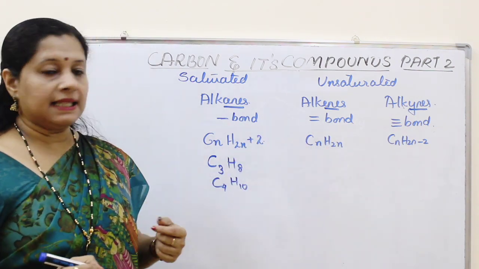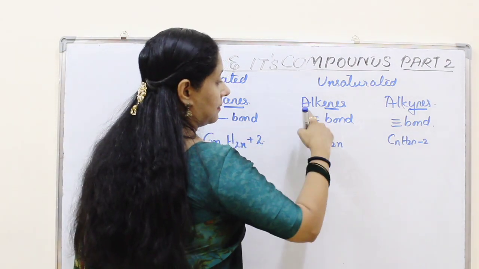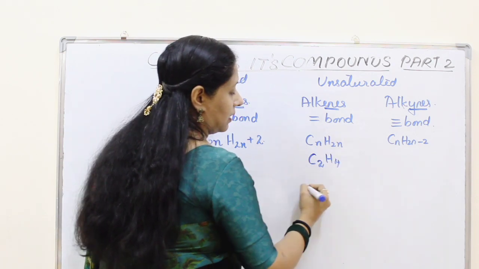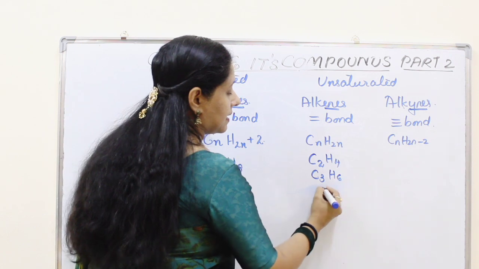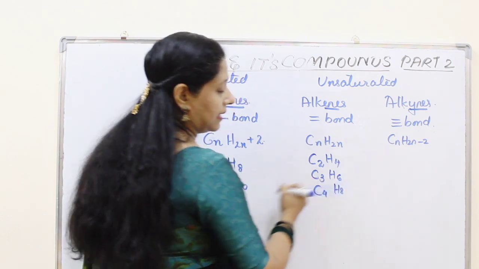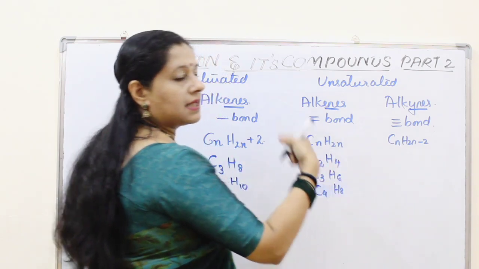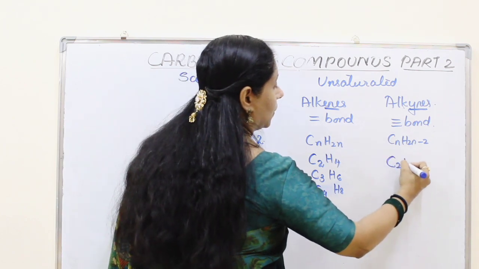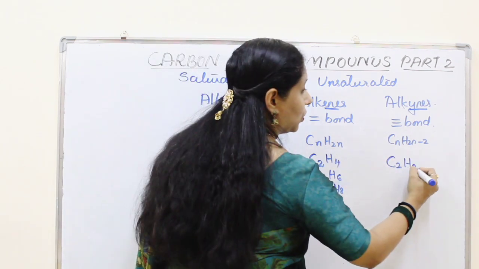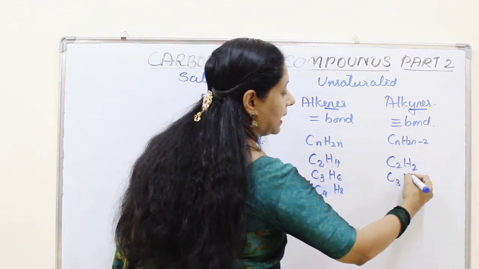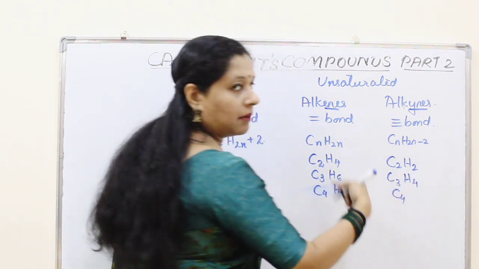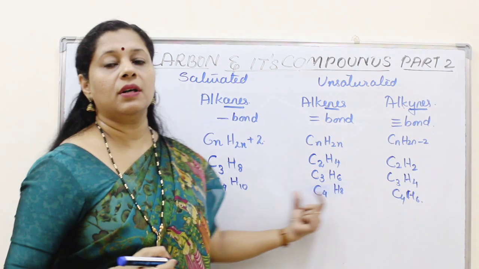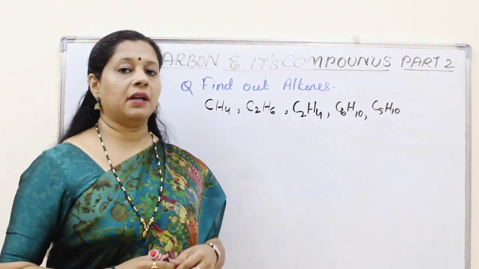Now when it comes to alkenes, we know CnH2n, that is just double. For example, if it is C2, it will be H4. If it is C3, it will be H6. If it is C4, it will be H8, just a double. Now when it comes to alkynes, double minus 2. For example, it is CnH2n minus 2. C2H, double is 4 minus 2, 2. C3, double is 6 minus 2, 4. C4, double is 8 minus 2, 6. So H6. This is how the general formulas exist.